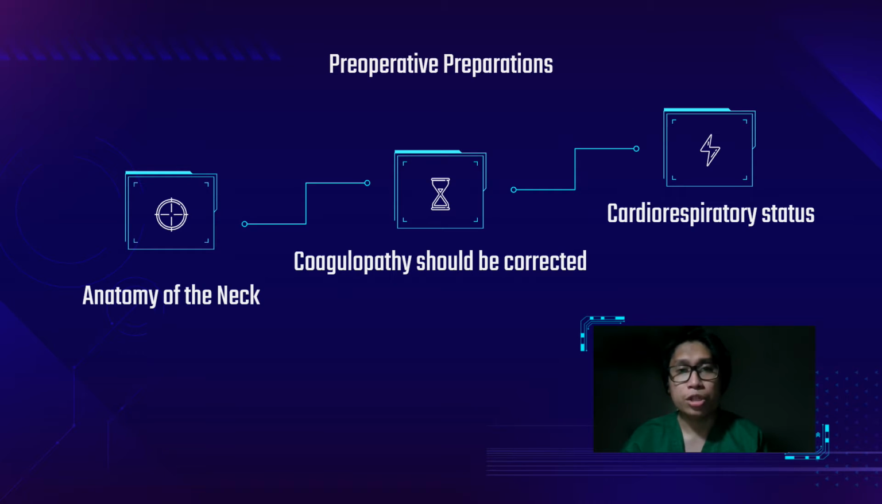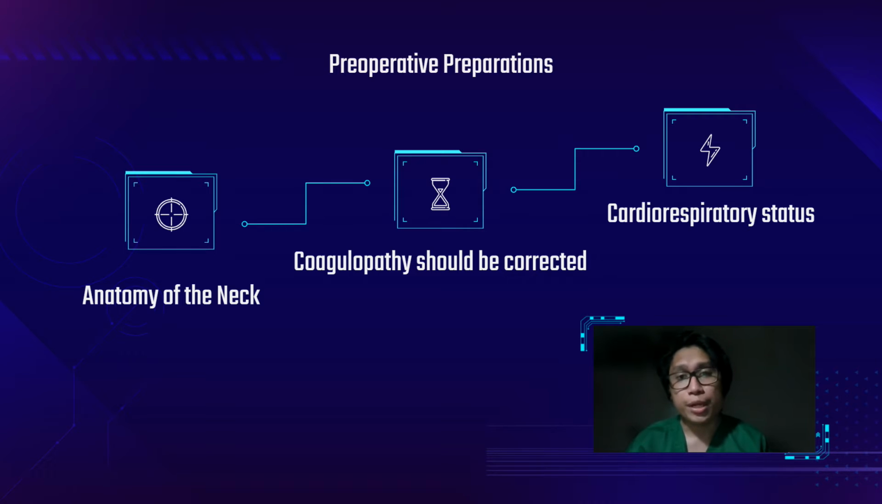Pre-operatively, the surgeon must be aware of the anatomy of the neck. He should anticipate difficult tracheostomy in patients with short necks, thick necks, and necks that cannot be extended due to different conditions. Coagulopathy should be corrected prior to surgery. If not corrected, then have electrocoagulation available to aid hemostasis.